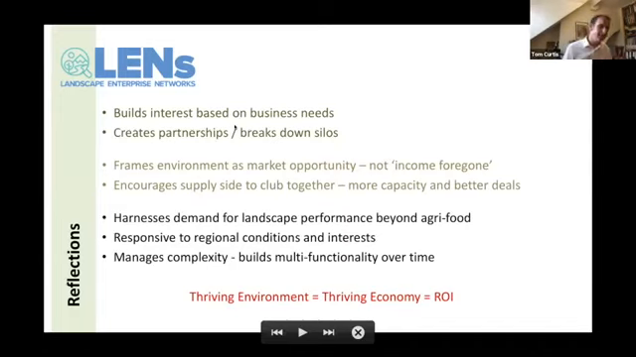Agri-food is critical, it's central to society's survival, but land can do other things as well, which complement and bolster that core function. It's responsive to regional conditions and interests, that's really critical. It's rooted locally, governed locally, managed locally. These are regional trading relationships, and it manages complexity. We're not trying to boil the ocean all at once, we build this incrementally over time. And I will stop there because I've had 16 minutes.